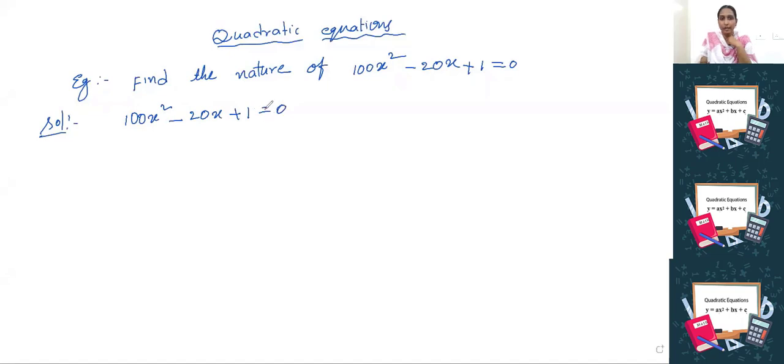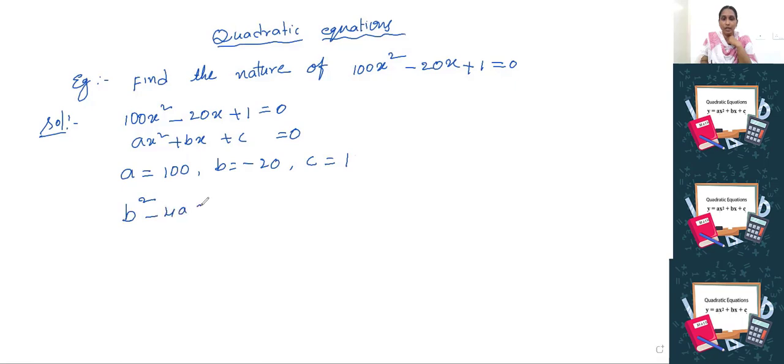Now, we can compare this equation with our standard quadratic equation, that is ax square plus bx plus c equal to 0. By comparing, the value of a is 100. What is the value of b? Minus 20. Then value of c is 1. Now we have to find the nature of the roots of this quadratic equation. To find that, we have to write the discriminant. Discriminant means b square minus 4ac.